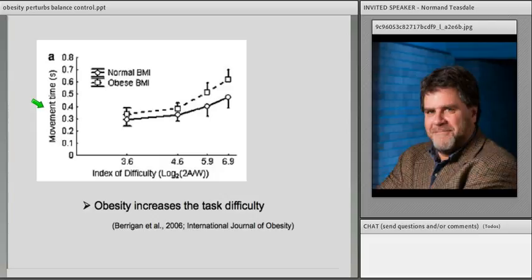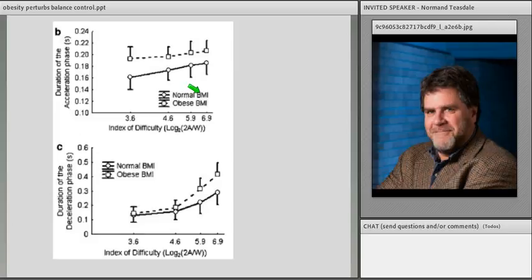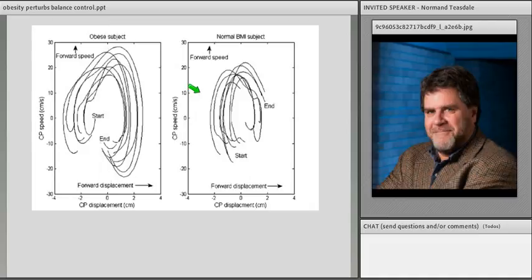Here we have movement time as a function of the index of difficulty, and we see that as the difficulty increases, movement time increases more for the obese individuals than for the normal BMI individuals. So obesity increases the task difficulty a great deal. We see this effect both in the acceleration phase of the movement and in the deceleration phase of the movement. And on the next slide, I'll walk you through it.